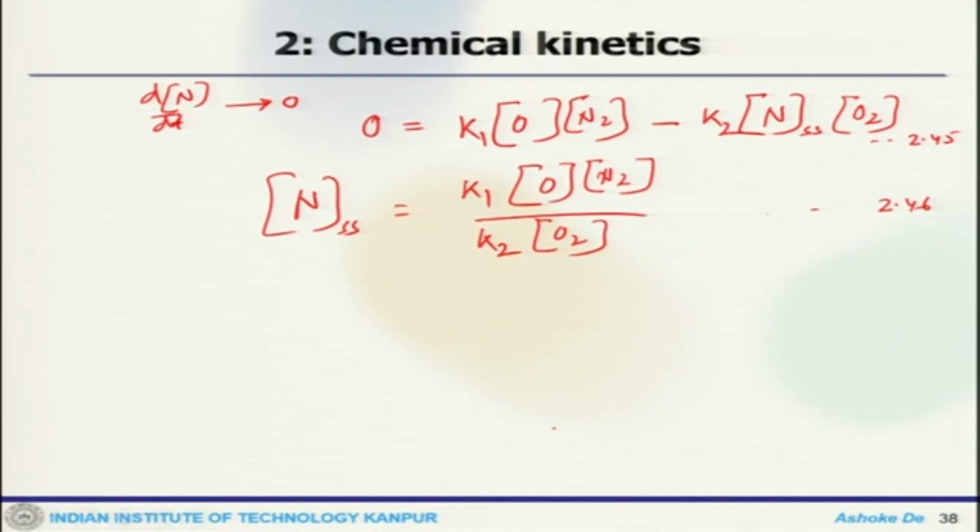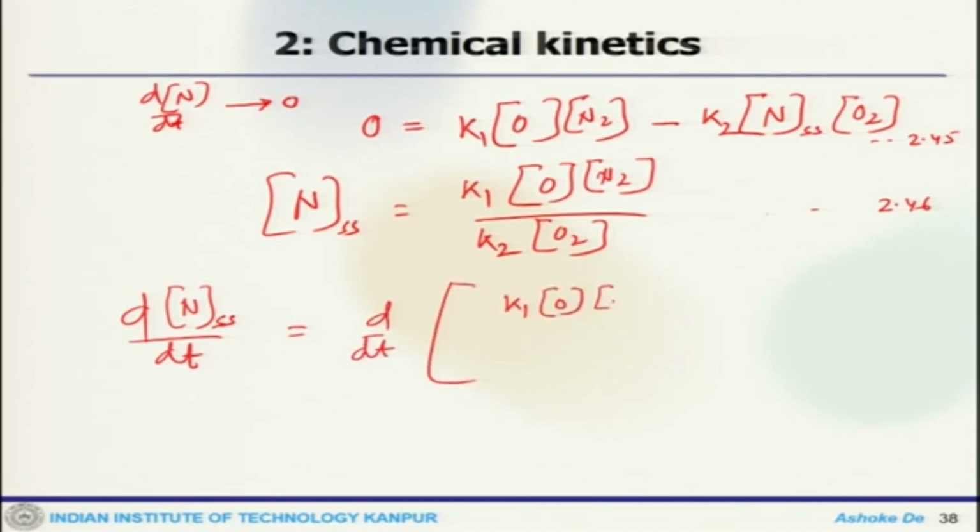Now, the time rate of change of N steady state is d[N]ss by dt, which is d/dt of K1 [O][N2] divided by K2 [O2]. So, that one can find out by taking the derivative of that thing. So, this is how one can, using the steady state approximation, find out all these details.